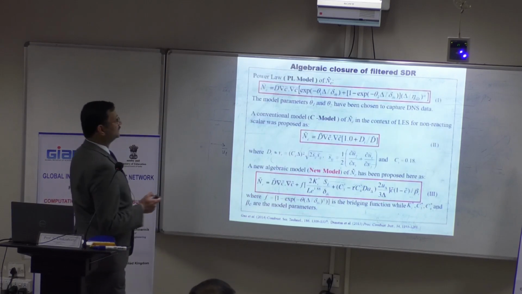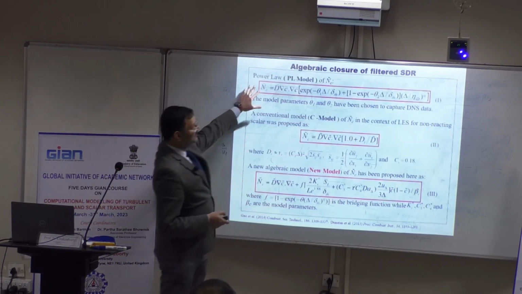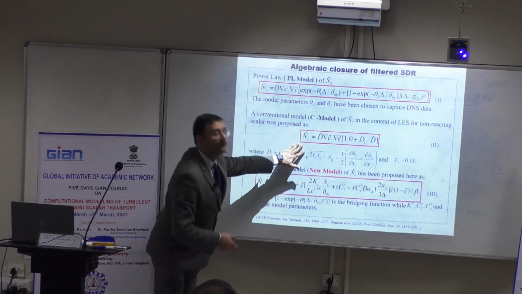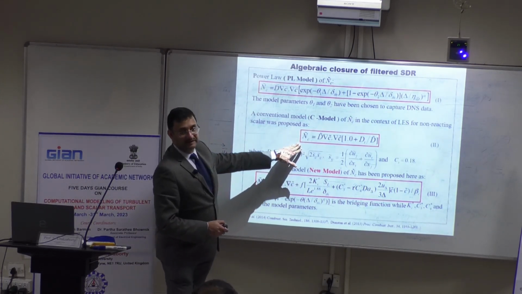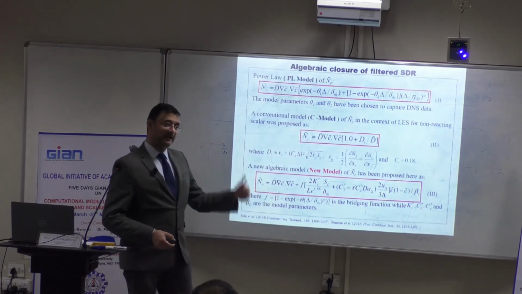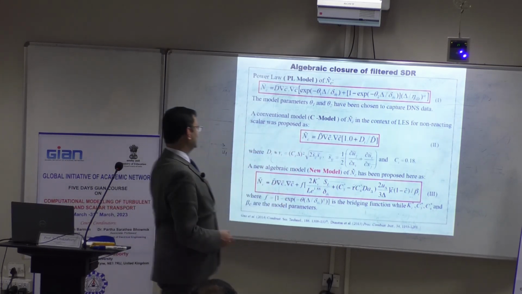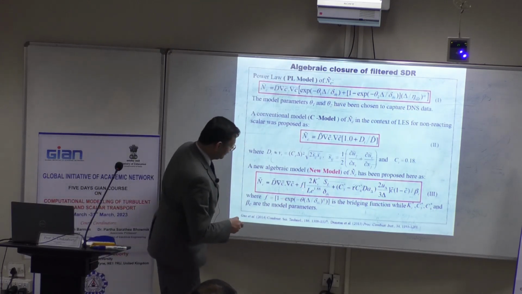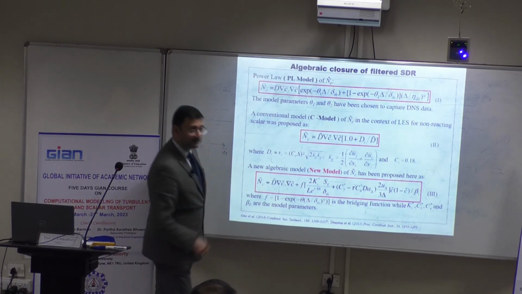So this can be a potential model. One is this model. This is the model people generally use for passive scalar mixing. And this is the model for which I showed the algebraic closure earlier, but now it is extended in such a manner. Here I have a bridging function once again.